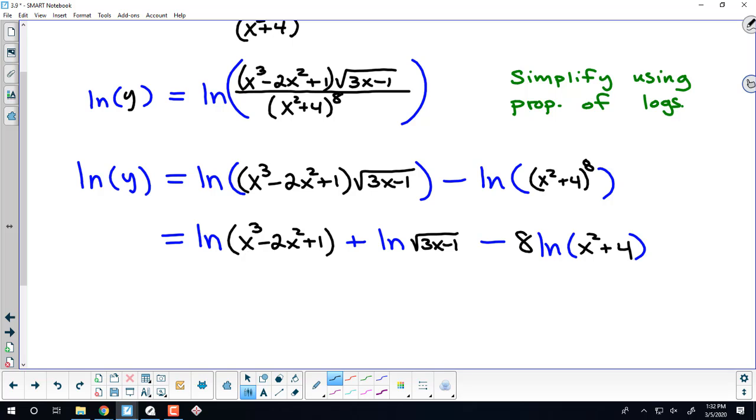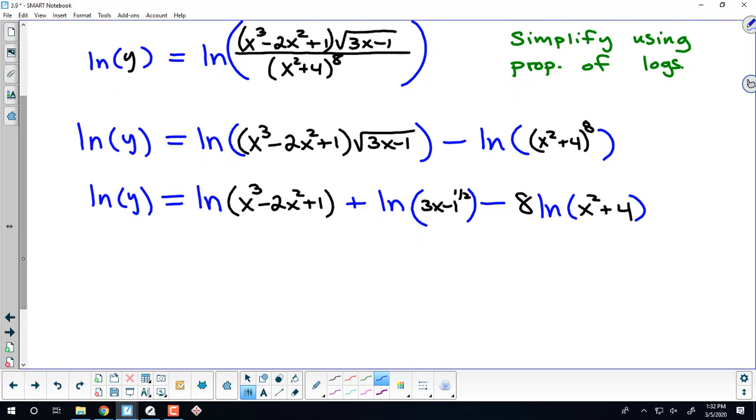Is there anything we can do with the natural log of the square root of 3x minus 1? Multiply by 1/2, right? Remember the square root is the same thing as the 1/2 power. So I'm just going to rewrite that here just to save some space. But the square root is the 1/2 power. Again, this is still the natural log of y. We haven't taken any derivatives at this point.